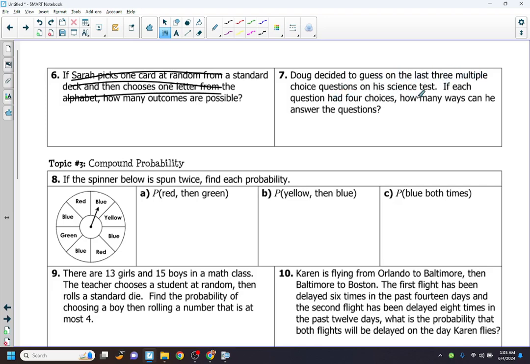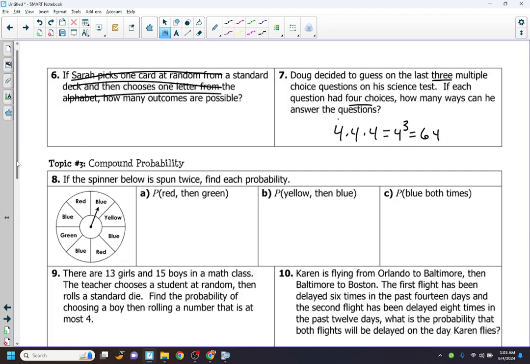Doug decides to guess his last 3 multiple choice questions on his science test. If each question has 4 choices, how many ways can he answer the questions? Since he's doing 3 questions, each has 4 options. That'd be 4 times 4 times 4, because the first question has 4 options, the second question has 4 options, and the third question has 4 options. By the way, that's the same as 4 to the third power. Either way, your answer is going to be 64.